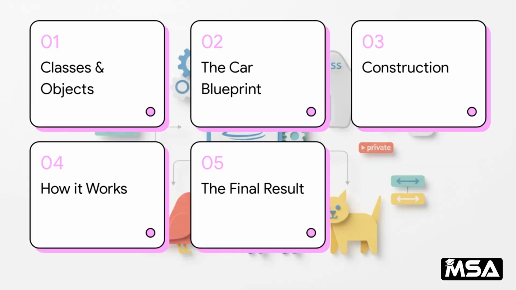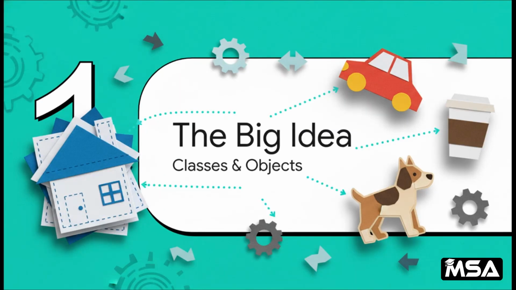So here's the game plan for today. First, we'll get our heads around the big idea of what classes and objects even are. Then, we'll look at an actual code blueprint for a car. After that, we'll use that blueprint to build a car and bring it to life. We'll even peek under the hood to see how it all works in the computer's memory. And finally, we'll see the result of our work. Sounds good? Let's go.